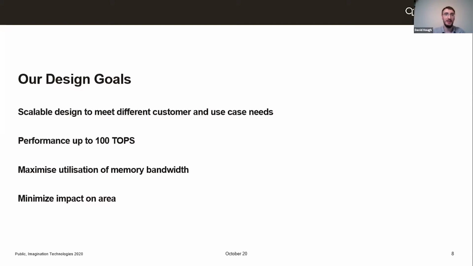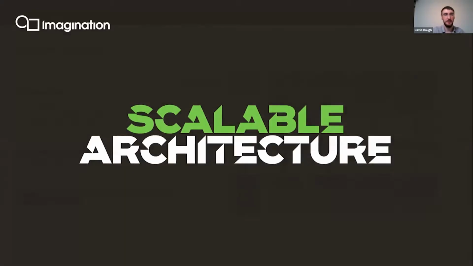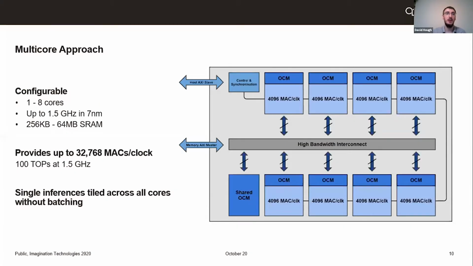And all the while balancing all of that against the cost of the silicon area and the power and so on. So how have we tackled all this? Well, we've taken a multi-core approach to the architecture. It's a configurable design where we can change various aspects, including the number of cores and the sizes of the various local memories to keep data local.